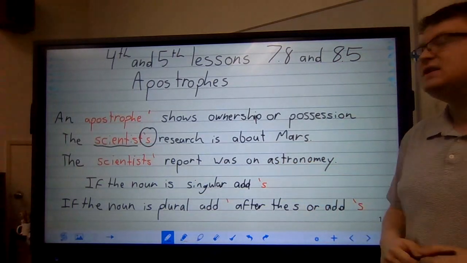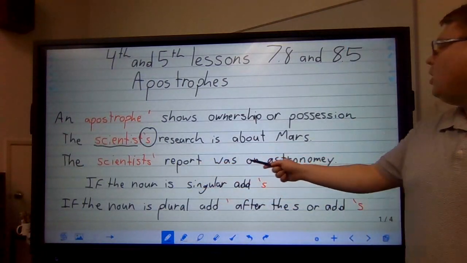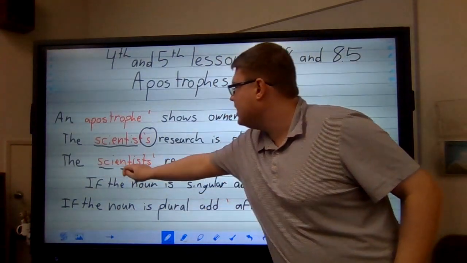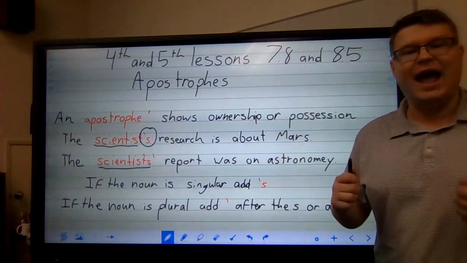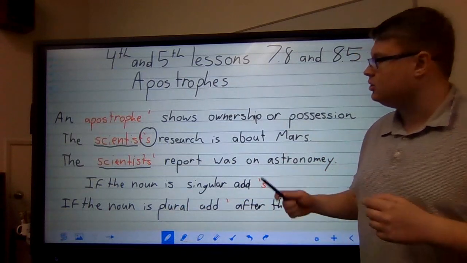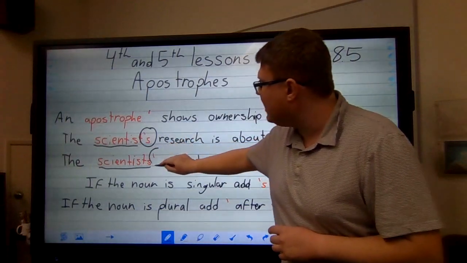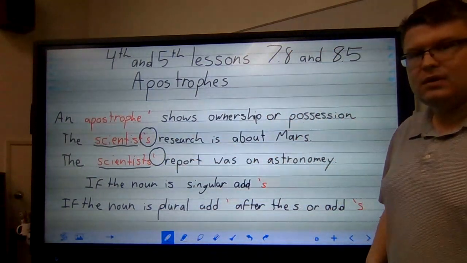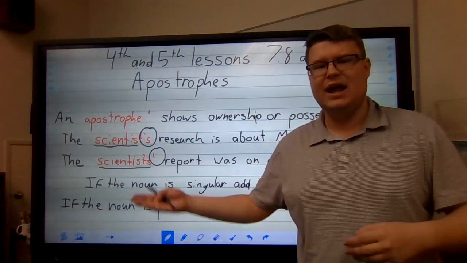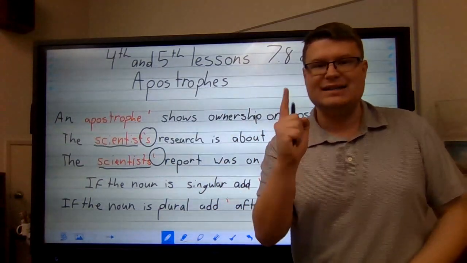Here's an example sentence with a plural possessive noun. The scientists' report was on astronomy. Here we have the plural noun, scientists, and it ends in S. When a plural noun ends in S and it is showing ownership of the report, in this example, you add an apostrophe after the S. Remember, plural means two or more nouns in that group. There are multiple scientists, not one scientist.